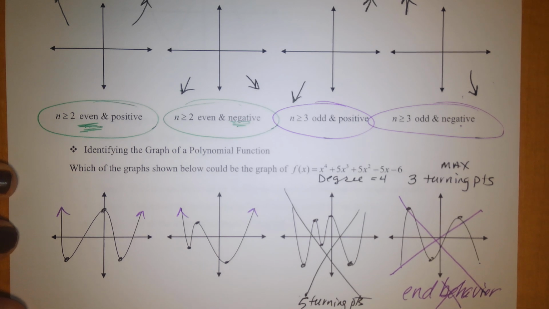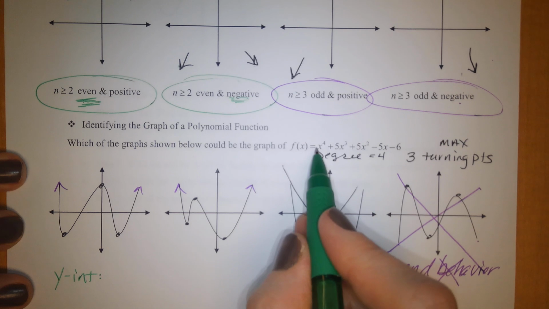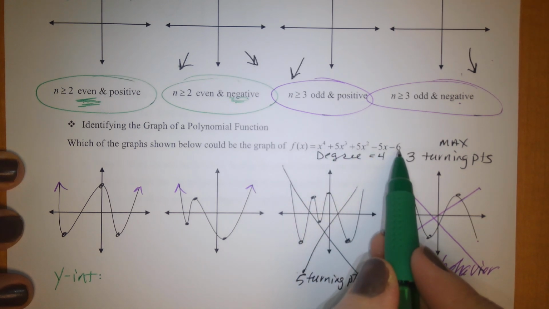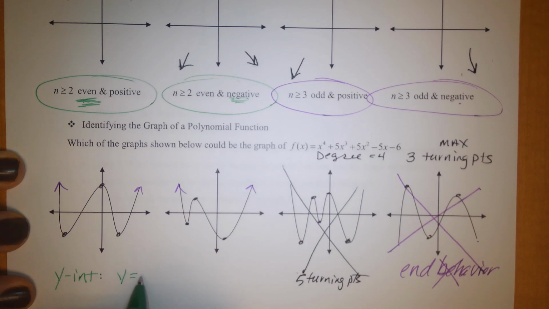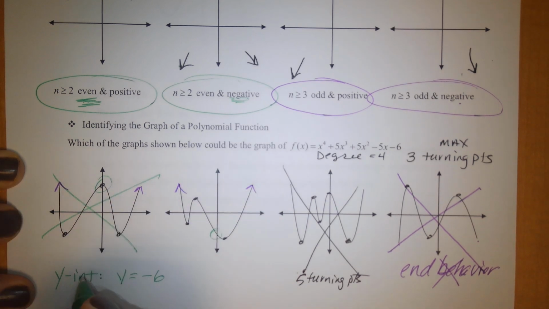So the last thing we could do is look at possibly the y-intercept. Remember, y-intercepts are always found by setting x equal to 0. So if I set x equal to 0 here, I have 0 plus 0 plus 0 plus 0 minus 6. So y equals negative 6. The y-intercept here is definitely positive. The y-intercept here is definitely negative. So this does not match the y-intercept. It's definitely going to be the second one.